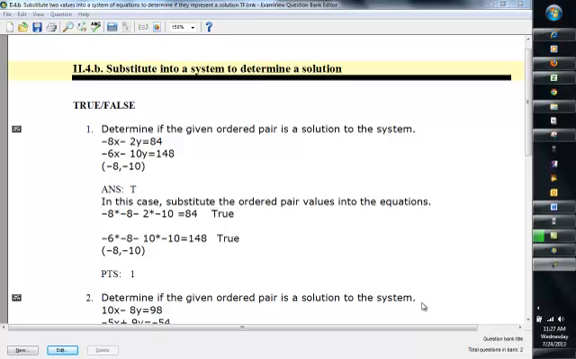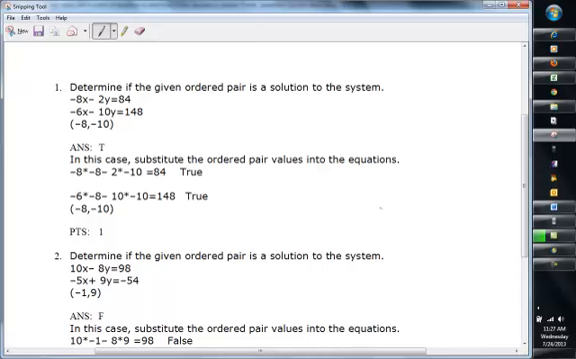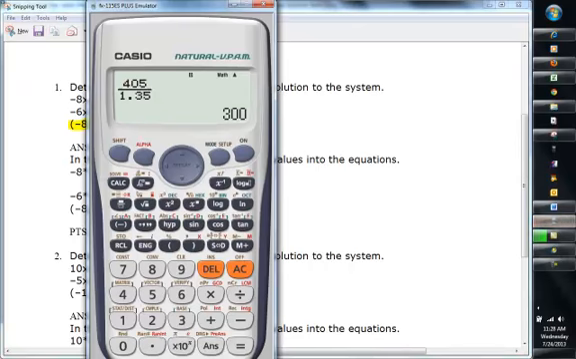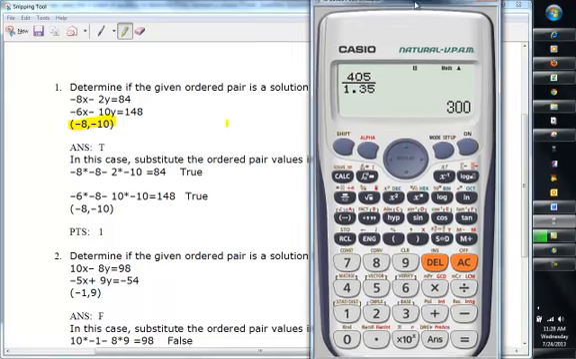In this lesson, we're going to substitute into a system to see if values determine a solution. So we've got the two equations, and we want to know, does -8 and -10 solve that system? So we take our calculator, and let's try the first one.